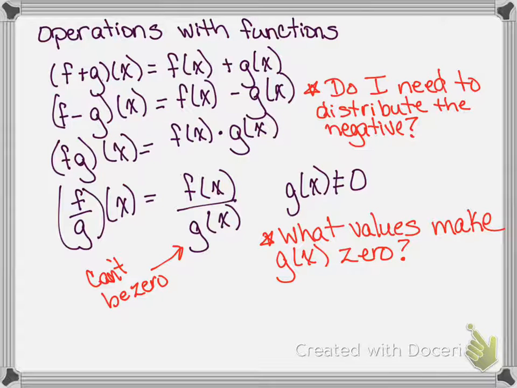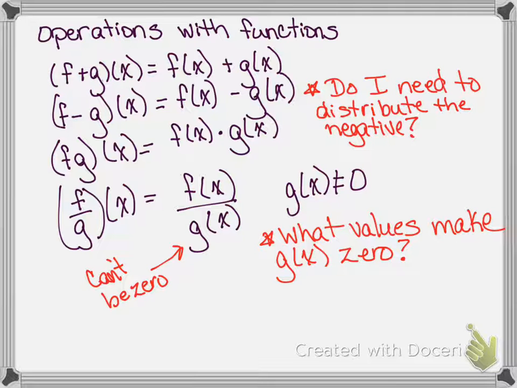It is, yes, most of the time. The only time that you wouldn't have to distribute the negative is if g of x was just one term. So if g of x equaled x squared, all you would be subtracting is x squared. But if g of x was x squared plus 2, that's when I'd have to distribute, because you've got to make the x squared negative and the 2 negative. Good question.